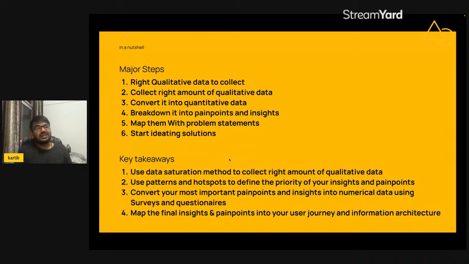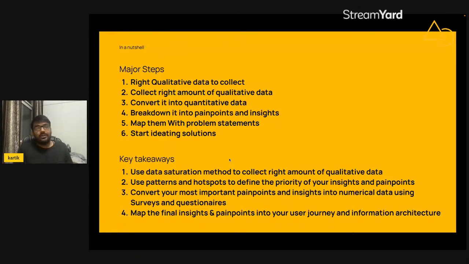So again, the four major takeaways I want you to have is that you need to use the data saturation method to collect the right amount of quality data. So basically we are quantifying the quality data itself, like this is the right amount of quantity of quality data. I hope you're understanding, it's not too much jumbling.